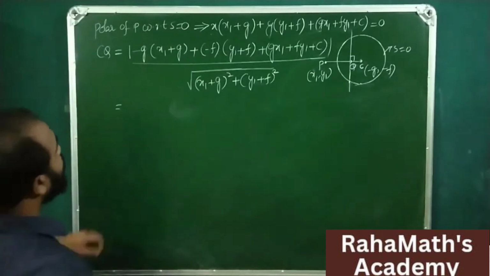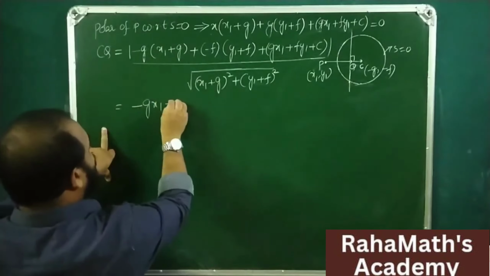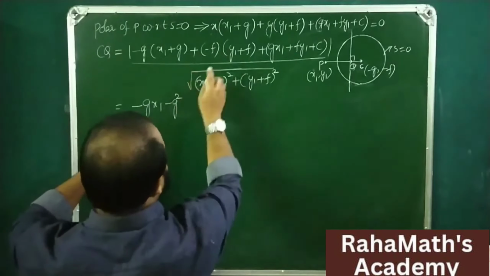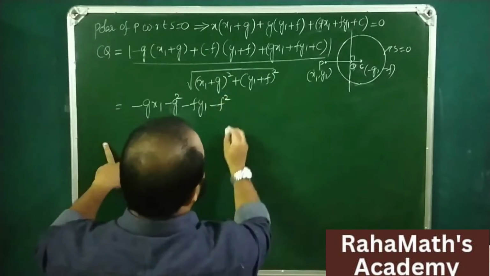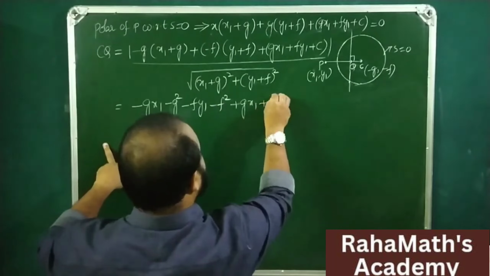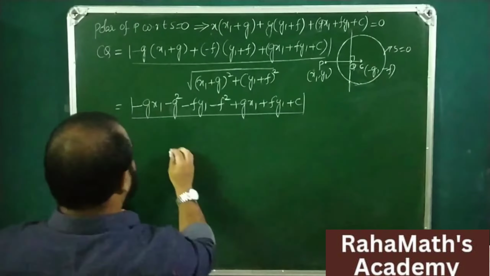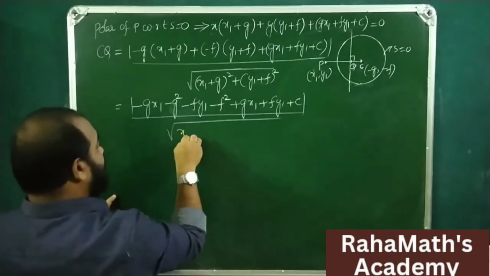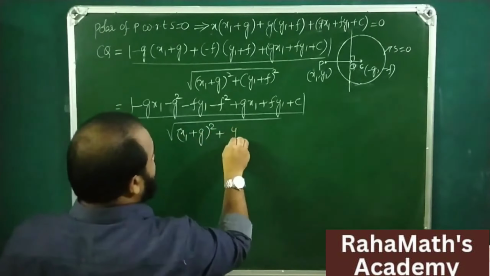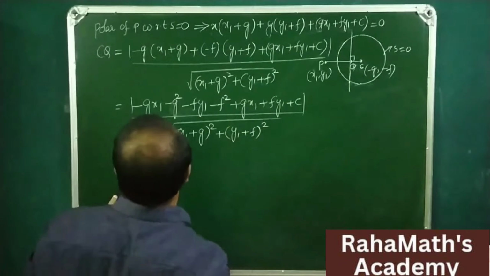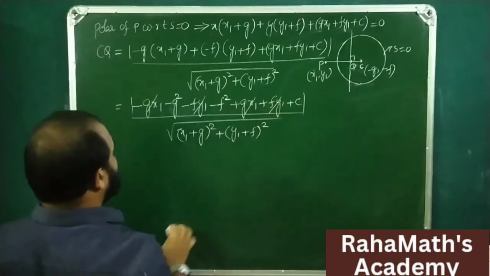So this is equal to minus gx1 minus g square minus fy1 minus f square plus gx1 plus fy1 plus c, by square root of (x1 plus g) whole square plus (y1 plus f) whole square. So minus gx1 plus gx1, minus fy1 plus fy1 gets cancelled.